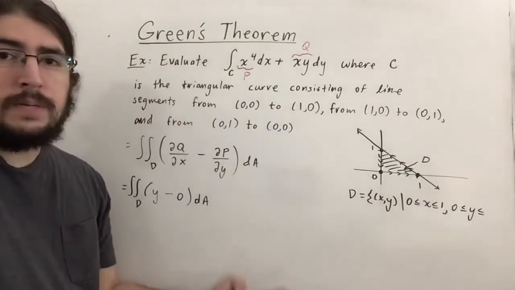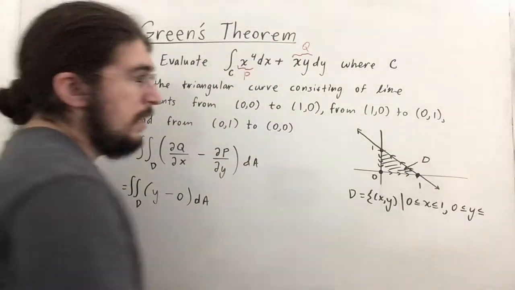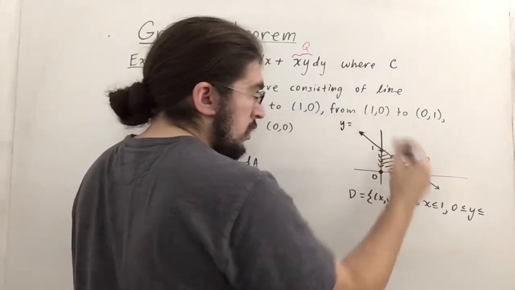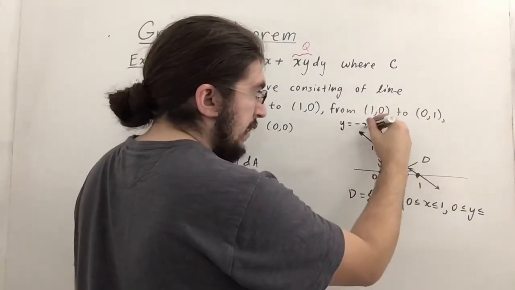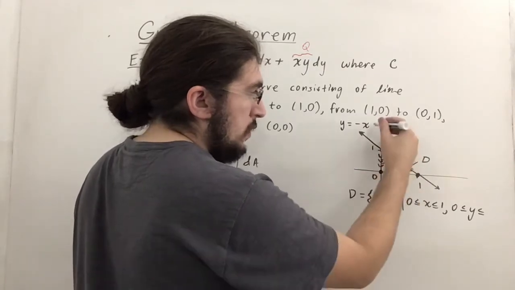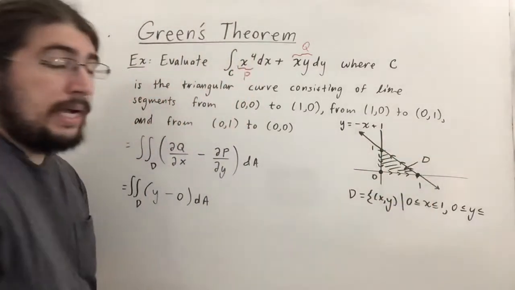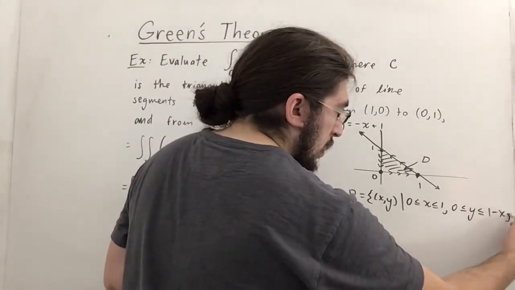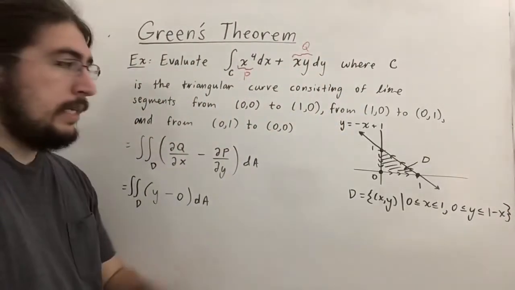Equations of lines are pretty simple to do if you consider slope-intercept form. Think of this as y equals mx plus b. So y is equal to negative 1 over 1x, so it's negative x, plus the y-intercept is 1. So it's negative x plus 1 or 1 minus x. So I'm just going to write 1 minus x just because of space. That didn't cut off, good.